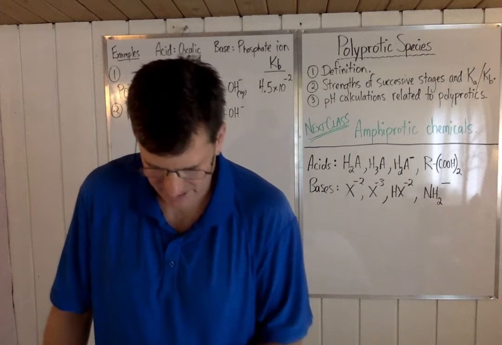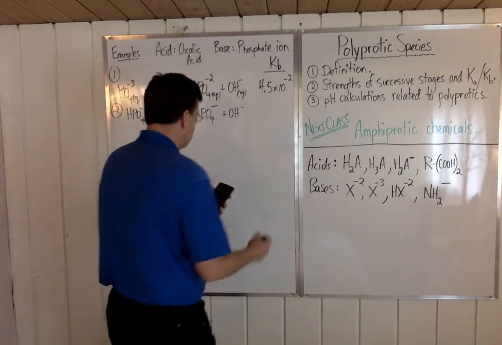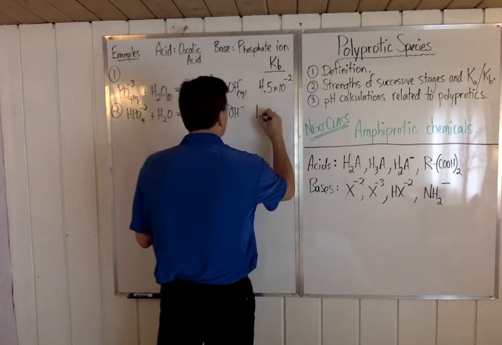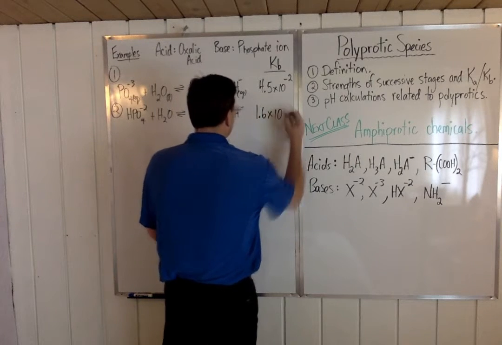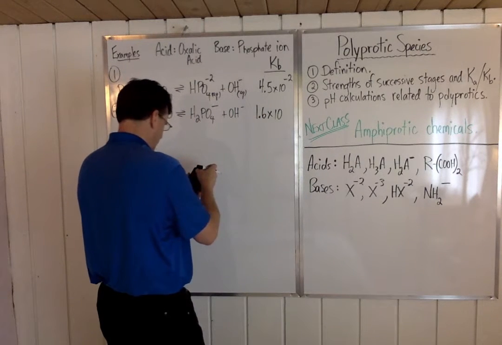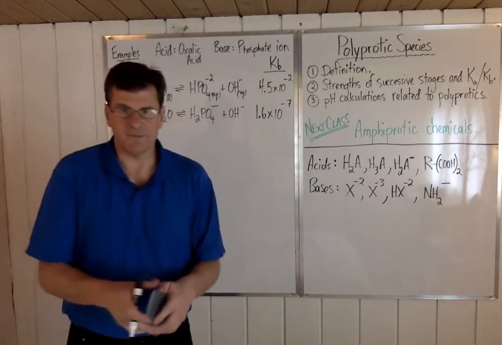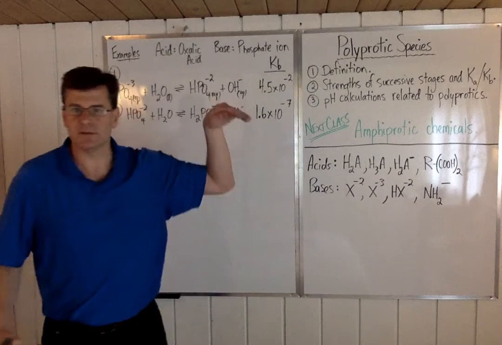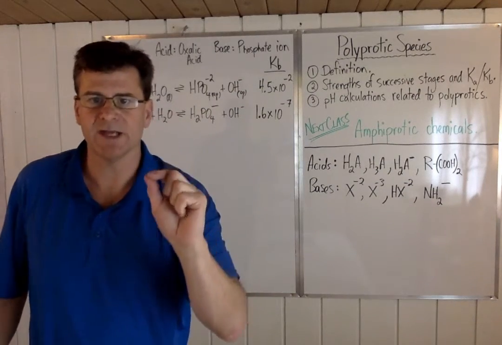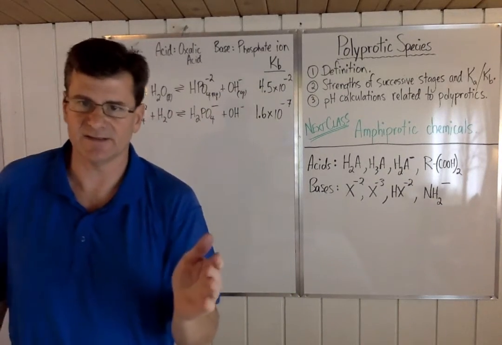And that is 1.6 times 10 to the negative 7. So it plays out in the Kbs. The first stage was 10 to the negative 2. The second stage is 10 to the negative 7.